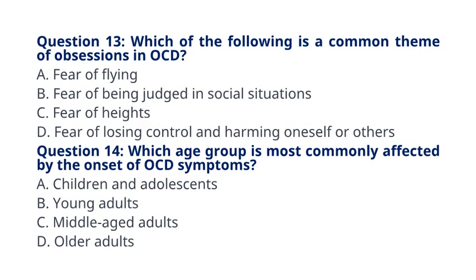Question 14. Which age group is most commonly affected by the onset of OCD symptoms? A. Children and adolescents. B. Young adults. C. Middle-aged adults. D. Older adults. The correct answer to question 14 is option A. Children and adolescents. Explanation: OCD symptoms often begin in childhood or adolescence.